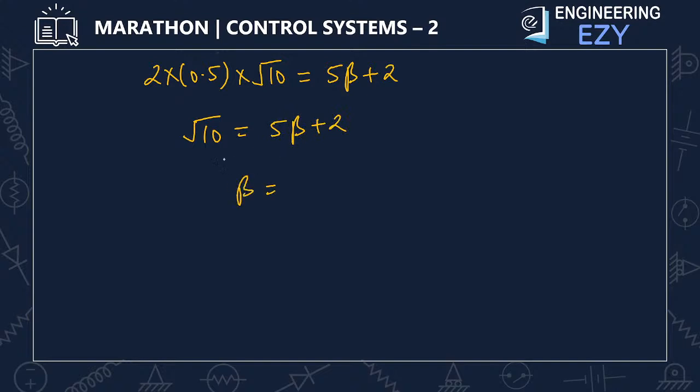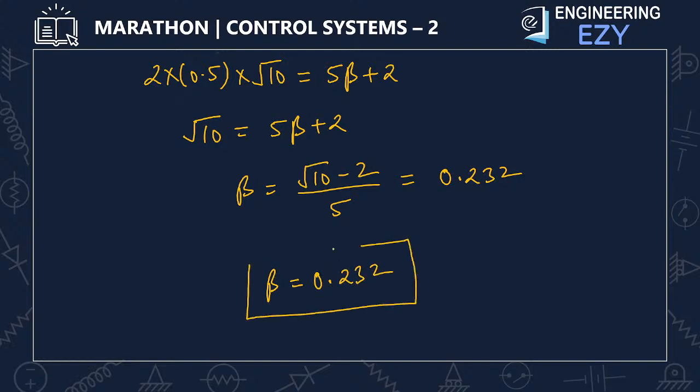So beta is equal to (root 10 minus 2) divided by 5. Using the calculator you can solve it, and it comes out 0.232, as Ashok has already calculated. So the correct answer of beta, up to 3 decimal points, is 0.232, and a virtual calculator is available in GATE, so you can easily give the answer beta as 0.232. I hope it is clear to everyone.